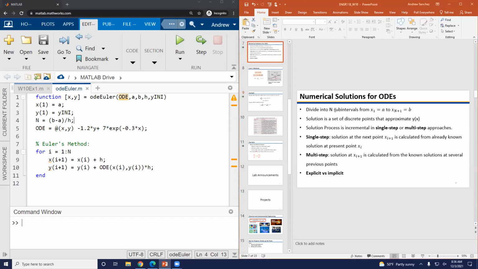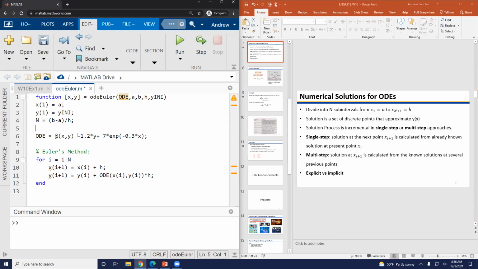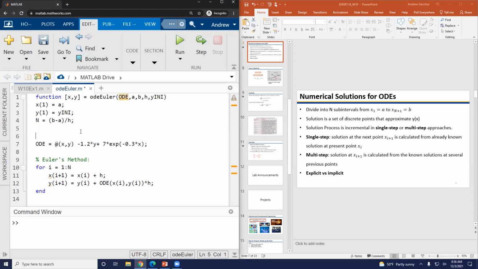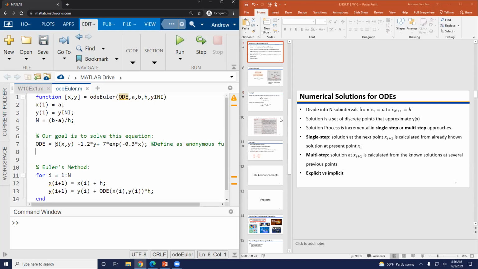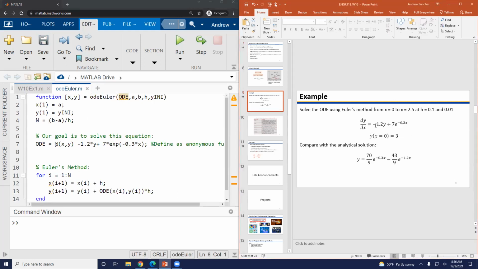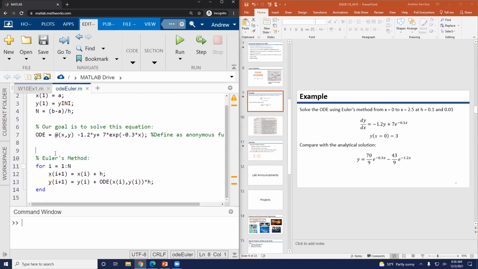We divide into n intervals. So that's our n. We define the function itself. Our goal is to solve this equation. All right, so here's our equation. We define it as an anonymous function. And then we apply Euler's method.